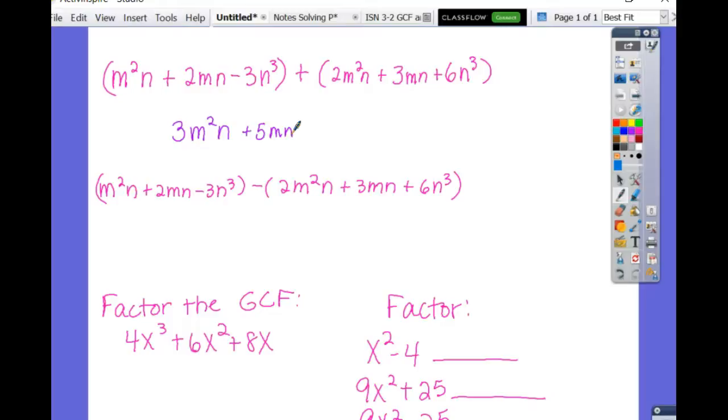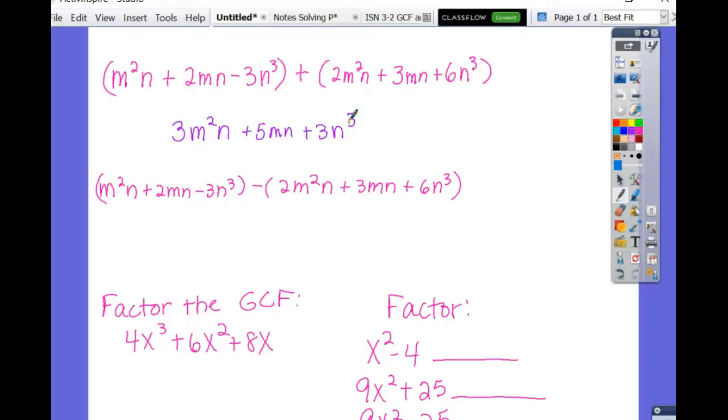So on this one, I have negative 3 plus 6 gives me 3n cubed. So when we add, the exponents don't change. Okay?